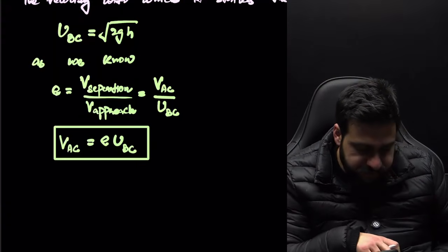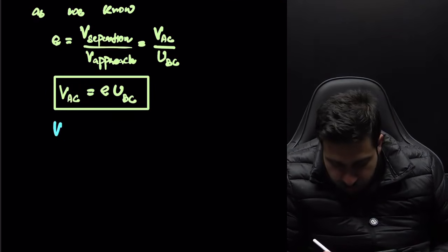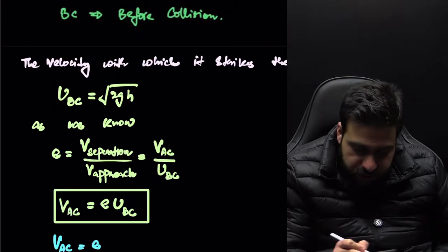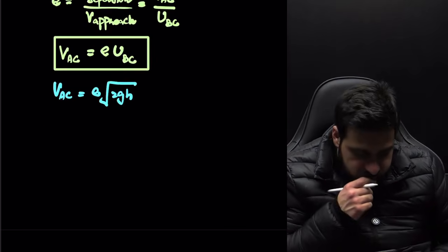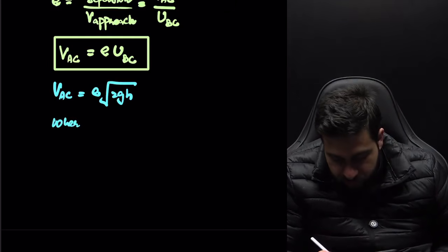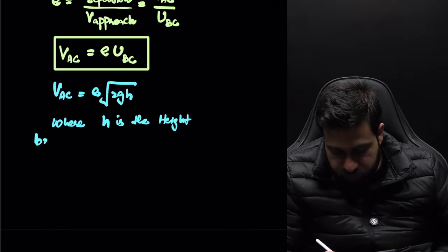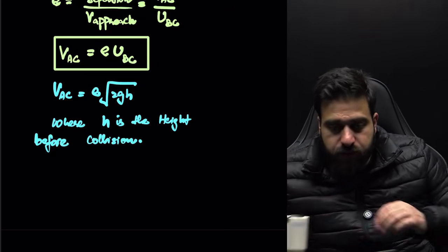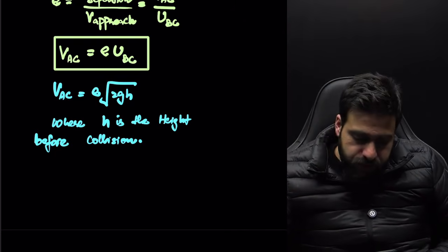Then, my dear NEET aspirants, can you write it like this also? Velocity after the collision is equal to E times the velocity before the collision, UBC. Recently you got that, under root of 2gh. So I can say under root of 2g into h. You can write it like this also, where h is the height before collision.